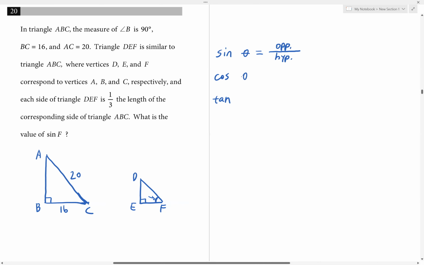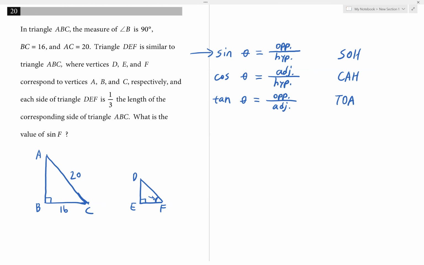Cosine theta is the adjacent side divided by the hypotenuse. And tangent is the opposite side divided by the adjacent side. There's a mnemonic to help us remember: SOHCAHTOA. Sine is opposite over hypotenuse, cosine is adjacent over hypotenuse, and tangent is opposite over adjacent. For this question, we're trying to find the sine function, so it's opposite over the hypotenuse.